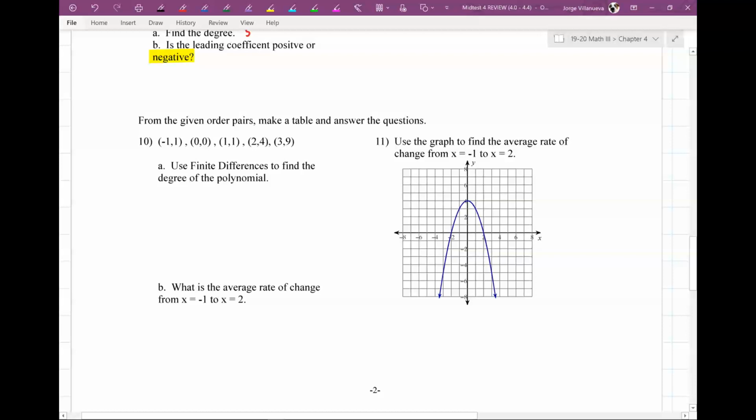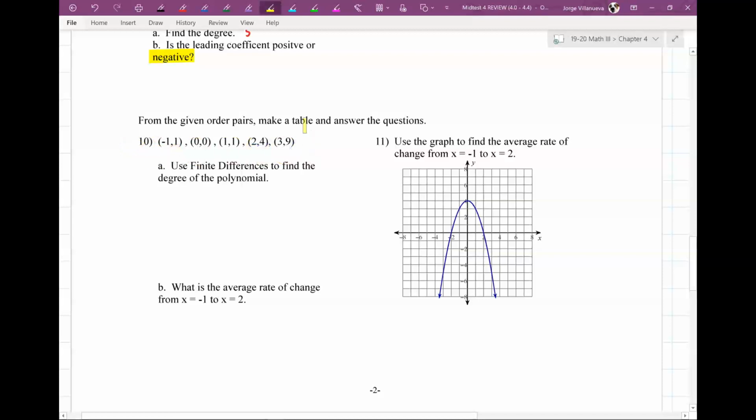Okay? That's part A. Part B says, what is the average rate of change from -1 to 2? They're basically asking you to find the slope when x is -1 and when x is 2. So find the slope between those two things. That's what average rate of change is. It's just slope. Remember we did the notes, we call it the AROC, right? So you're just finding it between those two.